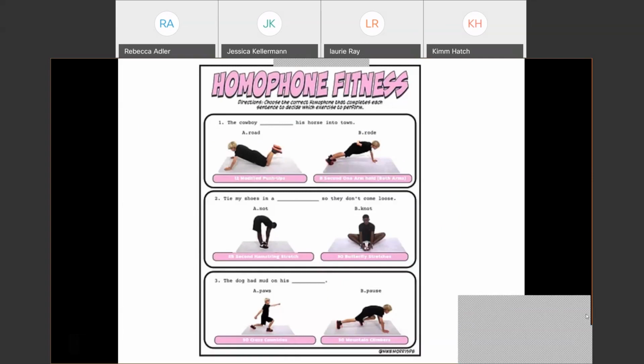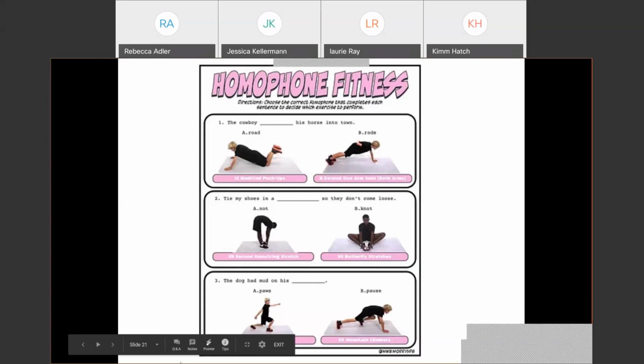And it doesn't have to just be homophone fitness. It can be math word problems. It could be science terminology. I mean, you could literally use this for any subject. You might not have the picture to go with it, but you could have 5 jumping jacks for this choice or 2 sit-ups for this choice. It's just that idea of getting that fitness, that physical activity in, and not making it just answering questions.